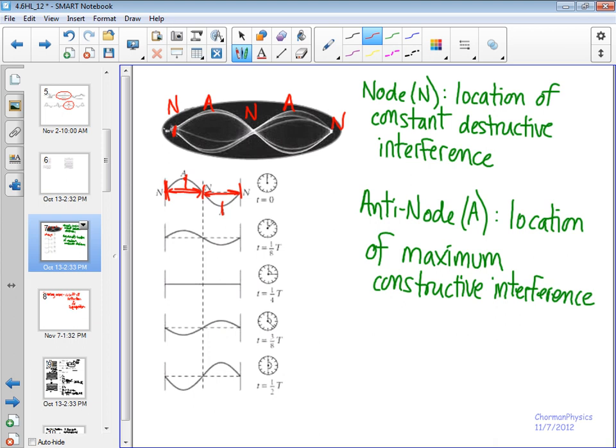So we'll play with this some more. We'll do some simulations on it on Friday and show you some examples of the demonstrations with the wave demonstrator. But that's just an introduction to standing waves.